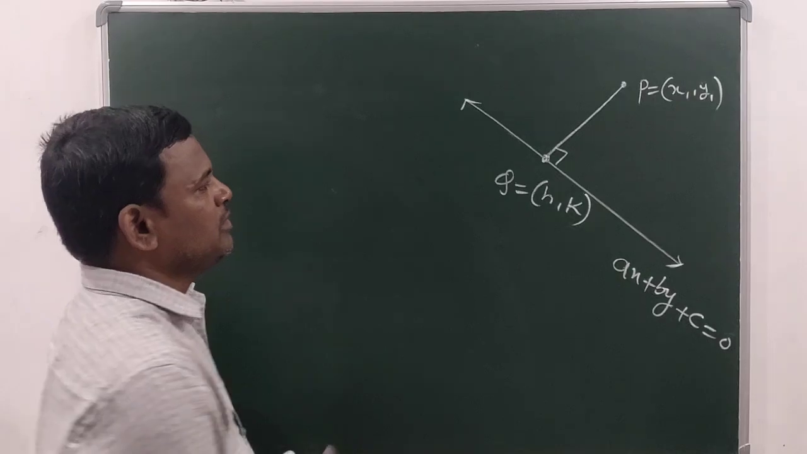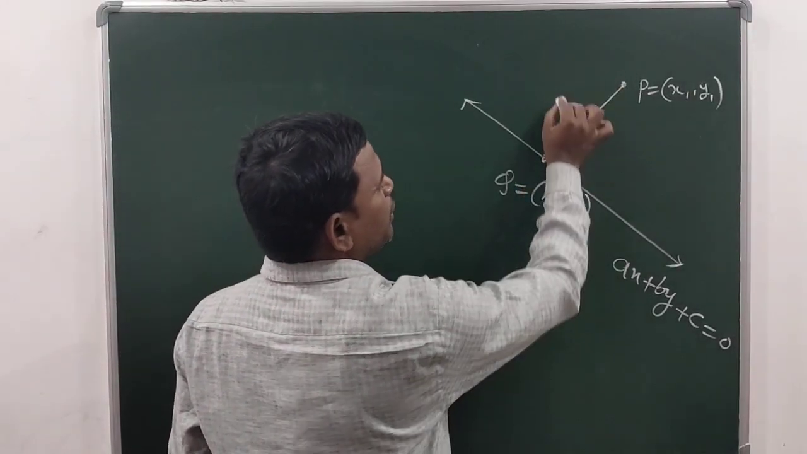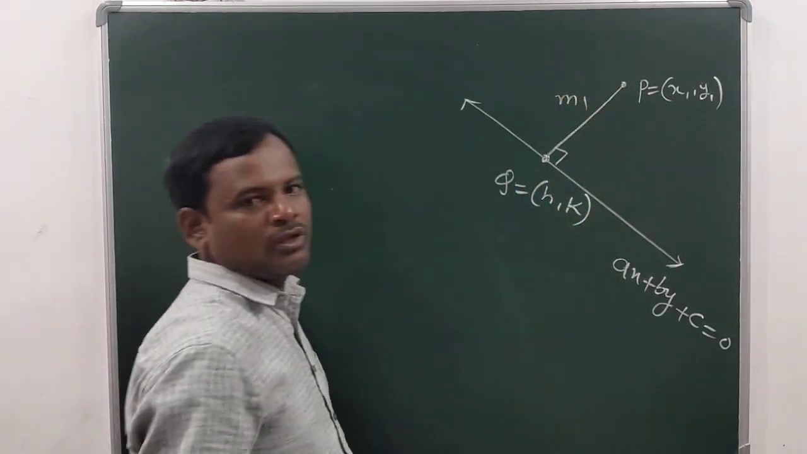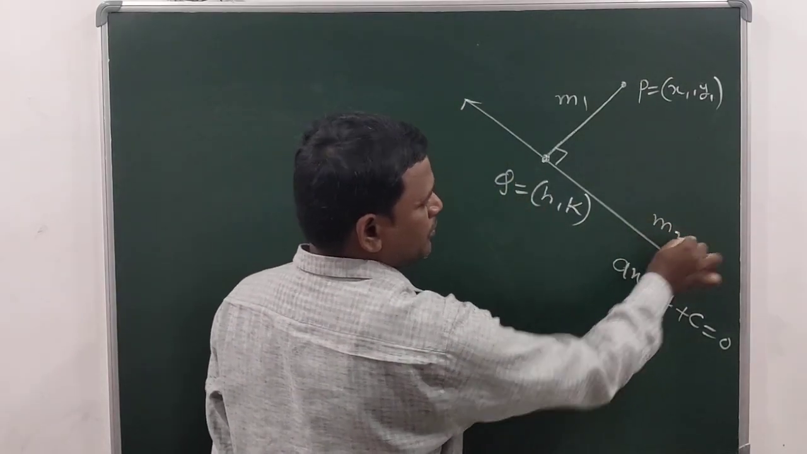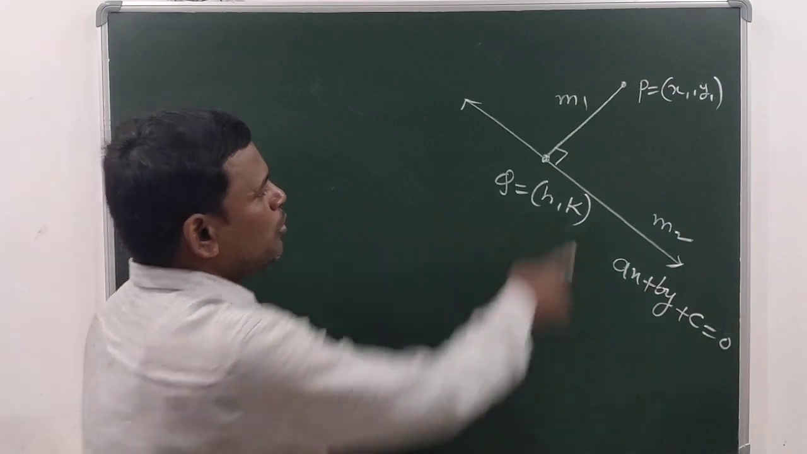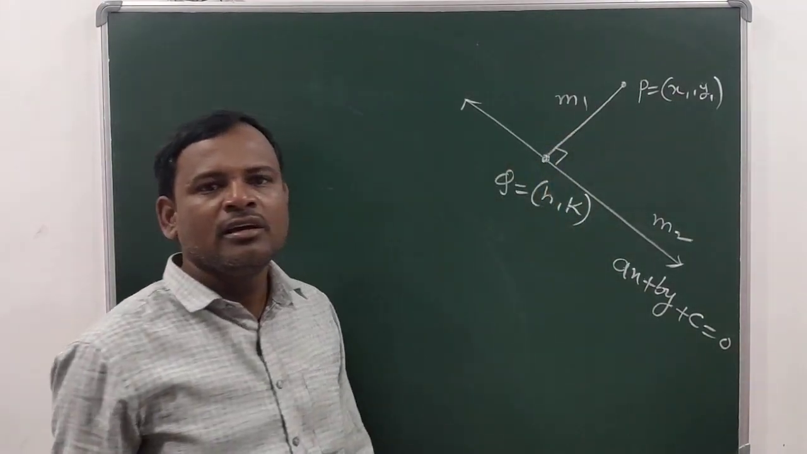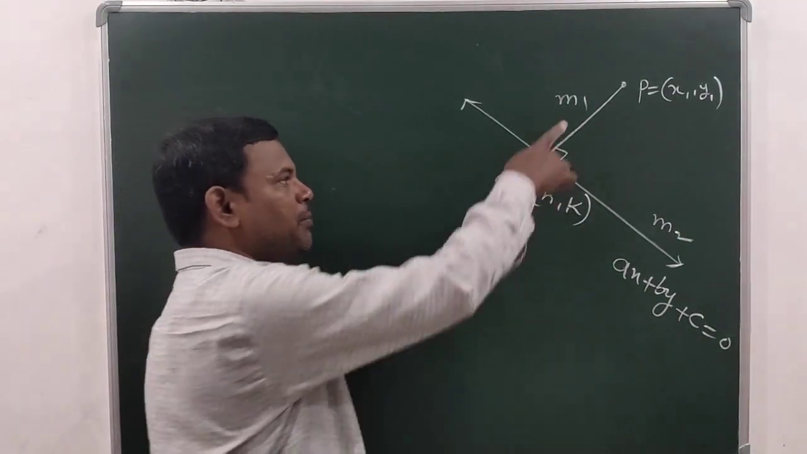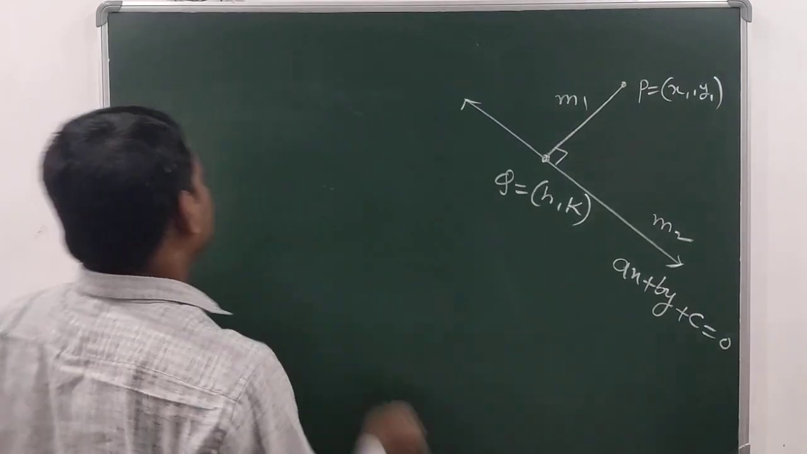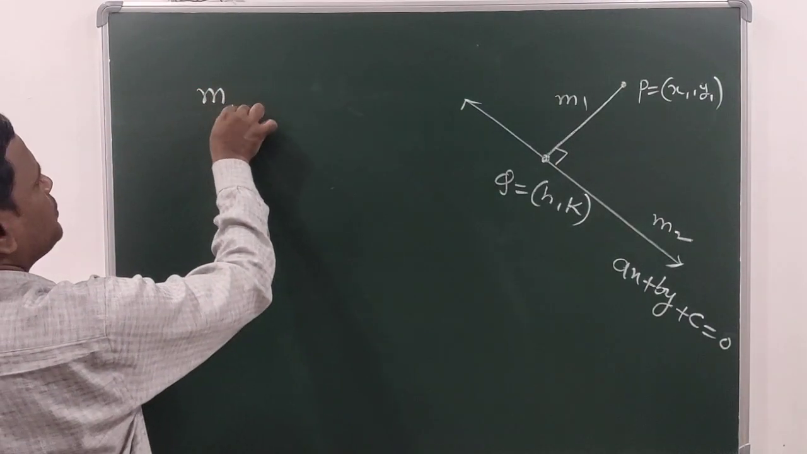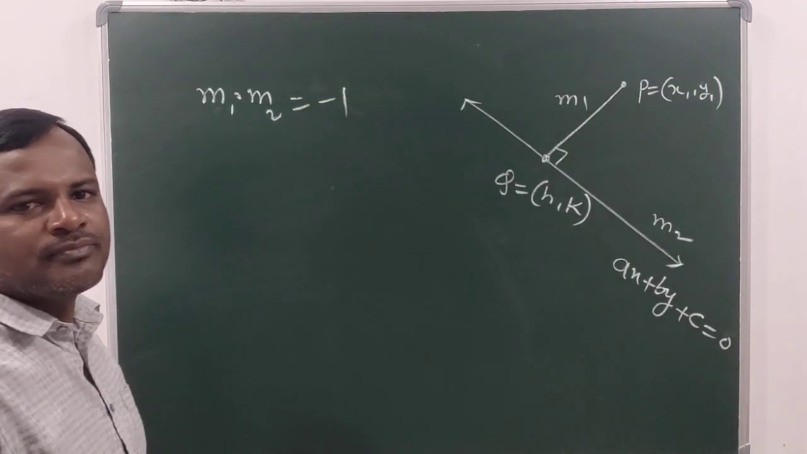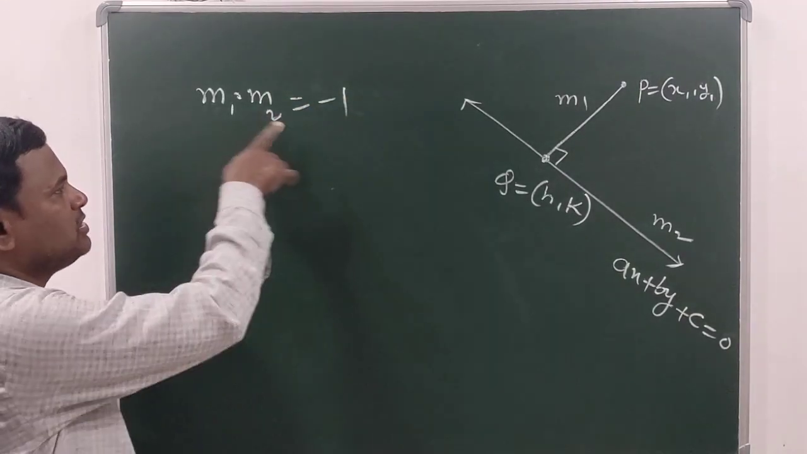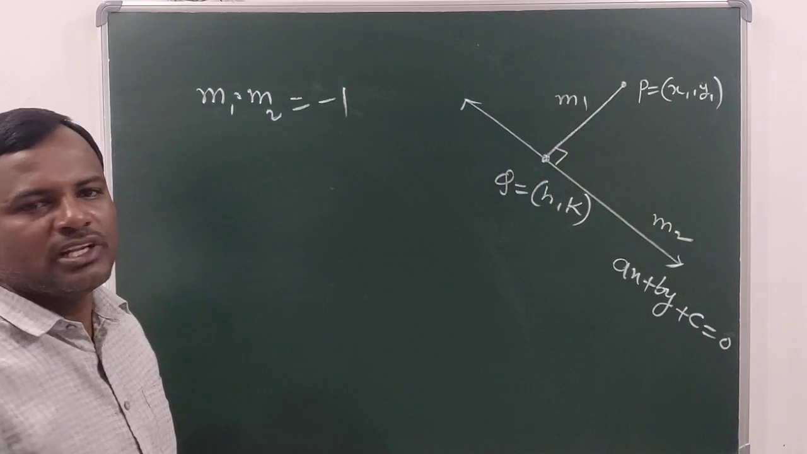How do you find it? Let us say the slope of PQ is M1 and the slope of this line is M2. As you know, both are perpendicular to each other, no? Hence, the product of their slopes is equal to -1. So you know this relation: M1 into M2 equals -1.